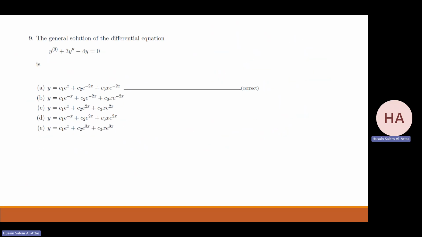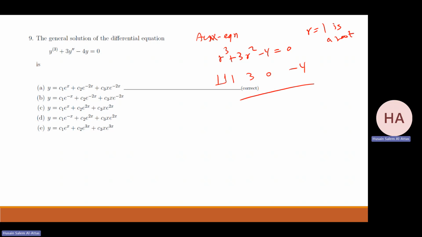Okay, let me try to finish. What is this? Auxiliary equation: r cubed plus 3r squared minus 4 equals 0. Very clear, r equal 1 is a root by inspection, 1 plus 3 minus 4. So we'll do this one, 0 minus 4. I don't have a coefficient for r. 1, 1, 4, 4, 4, 4, 0.